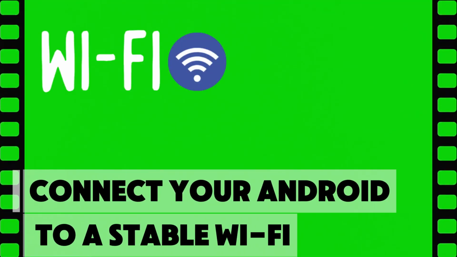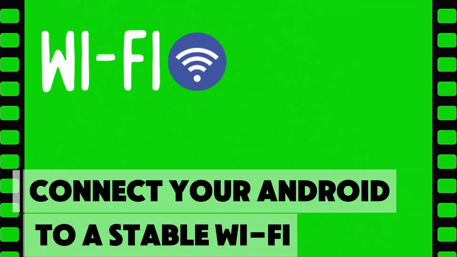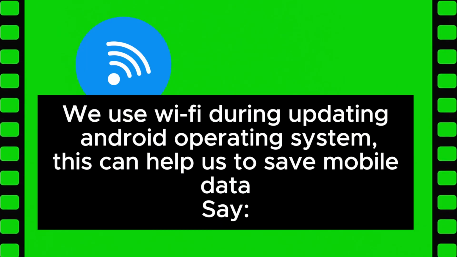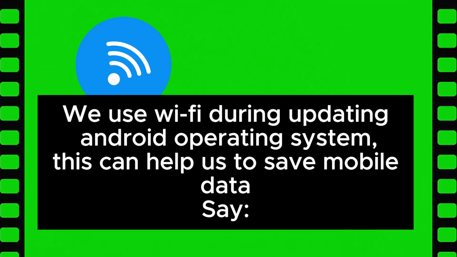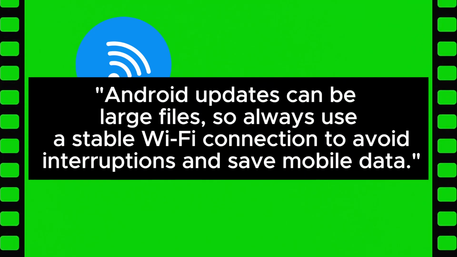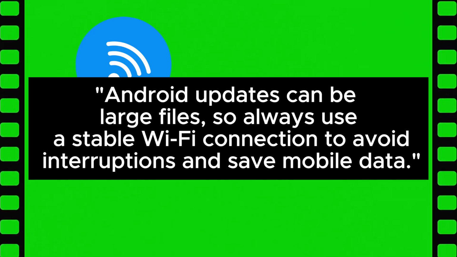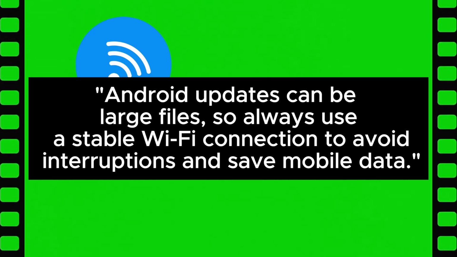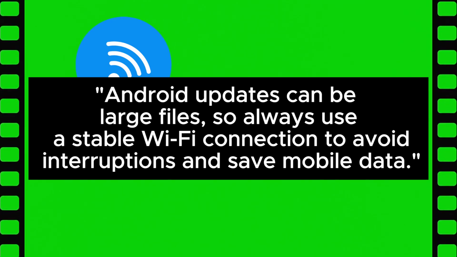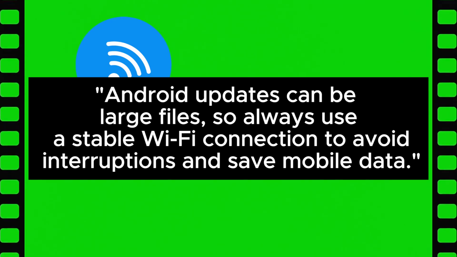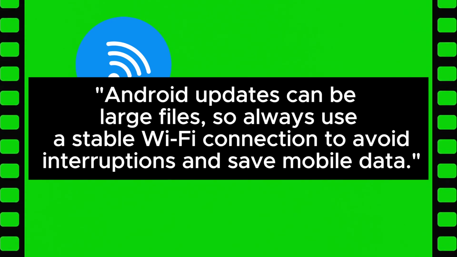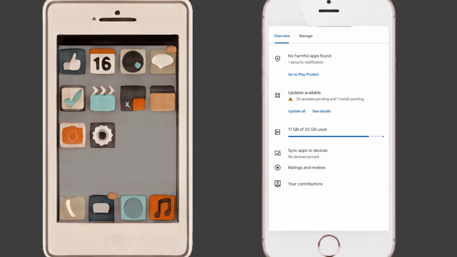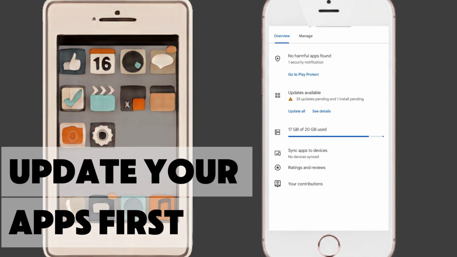Fifth is to connect your Android to a stable Wi-Fi. We use Wi-Fi while updating the Android operating system. This can help us save mobile data. Android updates can be large files, so always use a stable Wi-Fi connection to avoid interruptions and save mobile data. So it's very important to make sure that your Android is connected to a strong Wi-Fi before updating the system. Sixth setting is to update your apps first.